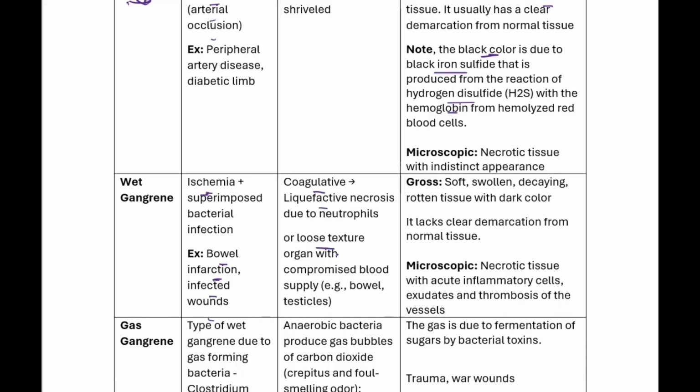Or if somebody has a loose-textured organ, for example the bowel or the testicle, right? And their blood supply is compromised, that could lead to what? Hemorrhagic infarction, and that could lead to wet gangrene.